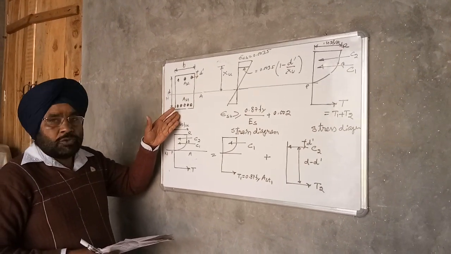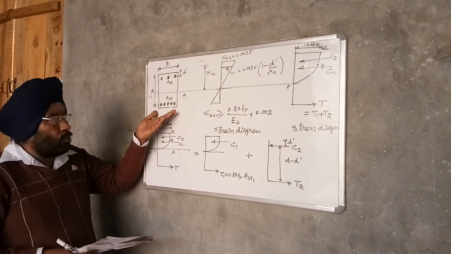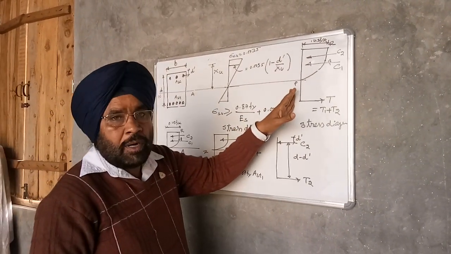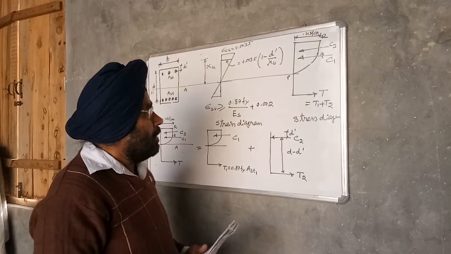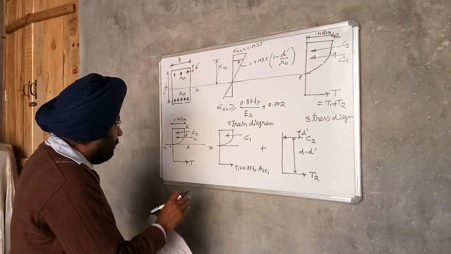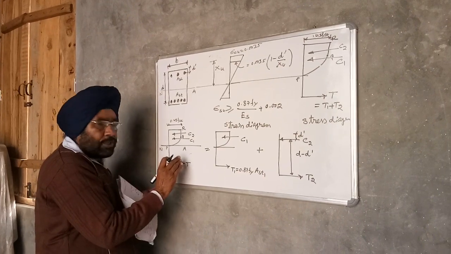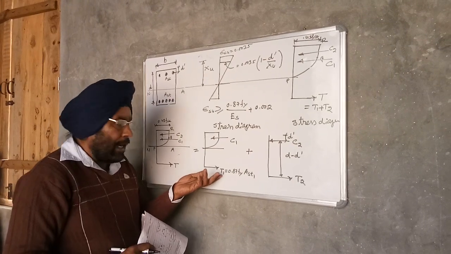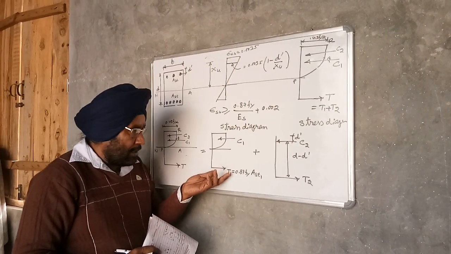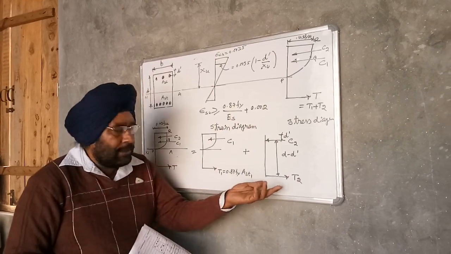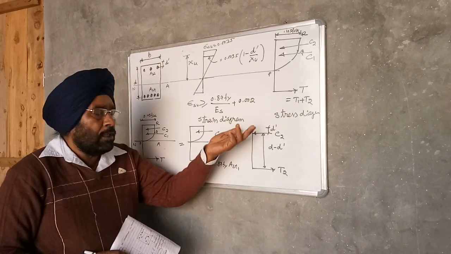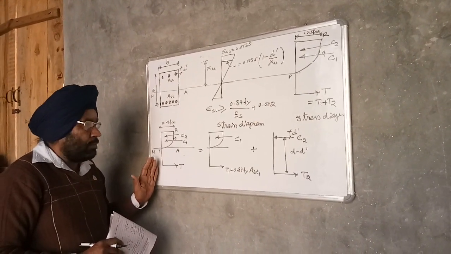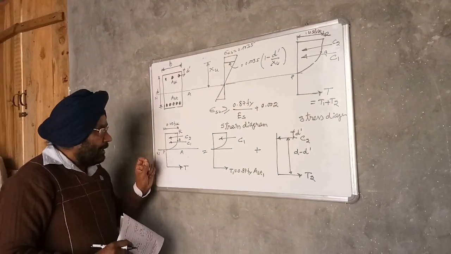So this is the section for the doubly reinforced beam section, and this is the strain diagram, and this is the stress diagram for the doubly reinforced beam section. This stress diagram consists of two separate diagrams. This diagram corresponds to section 1, and this stress diagram corresponds to section 2.